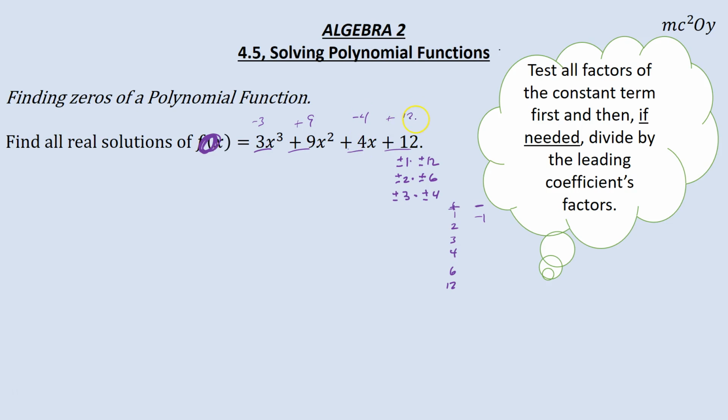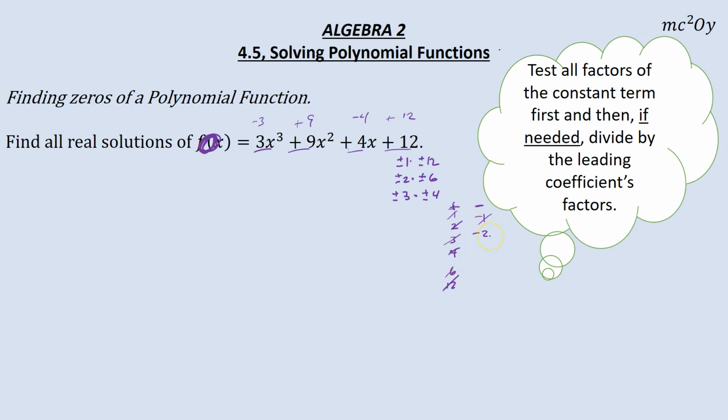So notice, just a quick other shortcut: if you're testing -1, you're just changing the signs of your odd degrees. So -3 and -4 is -7, 9, and 12. So it still doesn't work. This one will not work. So that doesn't work. None of the positives work. And now -1 doesn't work.